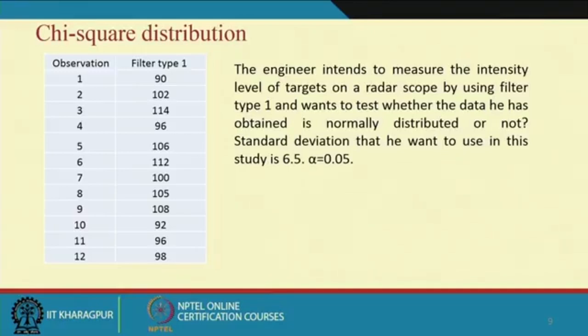Now I will show you one example of the use of chi square distribution here. This example we have discussed several times: the radar's intensity level on target in a radar scope experiment, using filter type 1. This is the data, 12 data points.